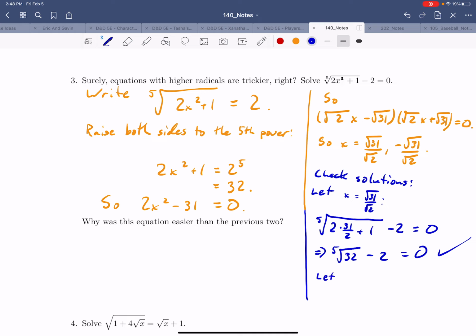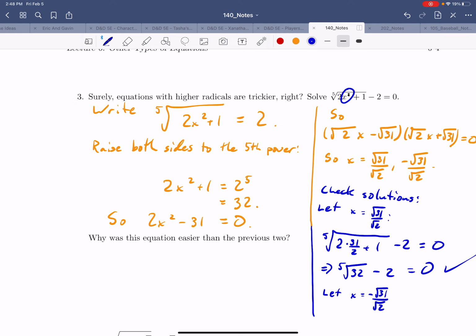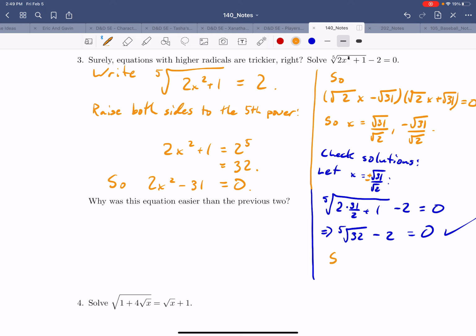Now, let x equal negative root 31 over root 2. But wait a minute. I don't even think we need to do this all out. We know we're squaring it when we plug it in for x squared right here, and we plug it in for x. So if we want to be a little clever and not write as much, which I certainly do, we can do a little plus or minus and say, whether you plugged in positive or negative root 31 over root 2, you get the same answer. So x actually equals both of these guys.